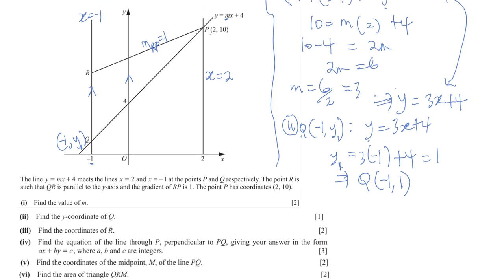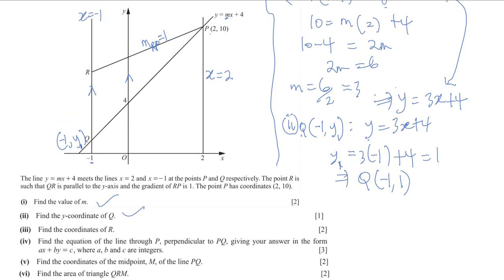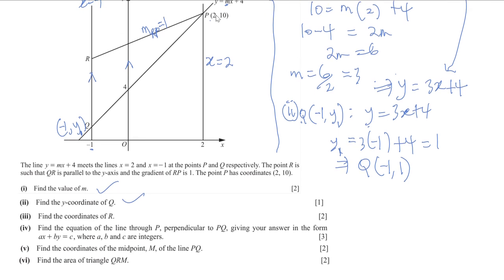Next question. We have solved question I. The next question says find the coordinate of R. Finding the coordinates of R, we see that we are given a gradient of RP.